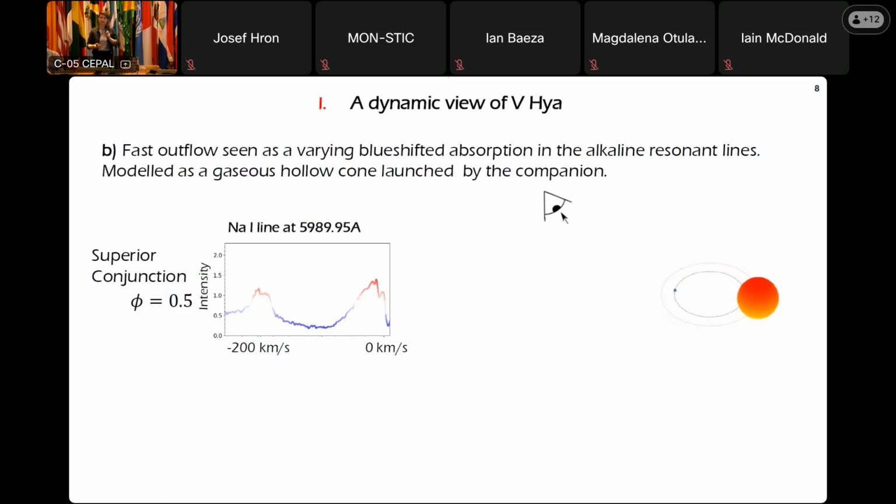And then there is one step more we can do with the spectroscopic monitoring, which is to look at signatures of interaction between the two stars. In fact, in one specific line, the sodium doublet and the potassium doublet, so really resonant lines that are excited at really low energy, we see a variation of the blue-shifted absorption depending on the orbital phase. So here at the superior conjunction, you have a blue-shifted velocity up to 200 kilometers per second.